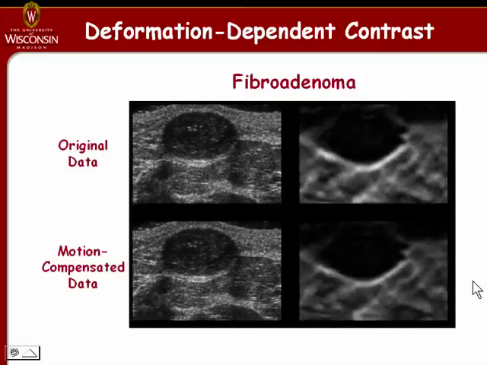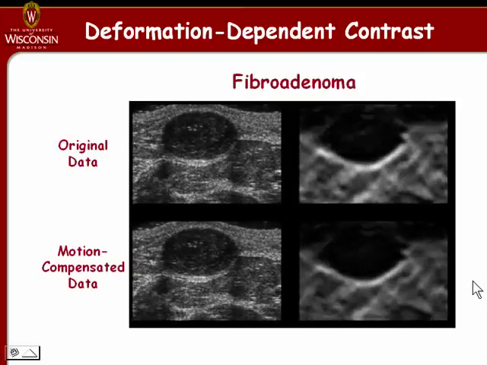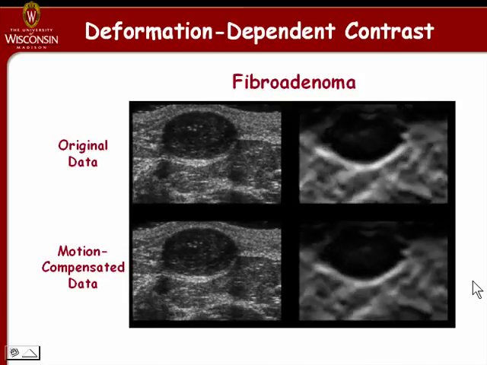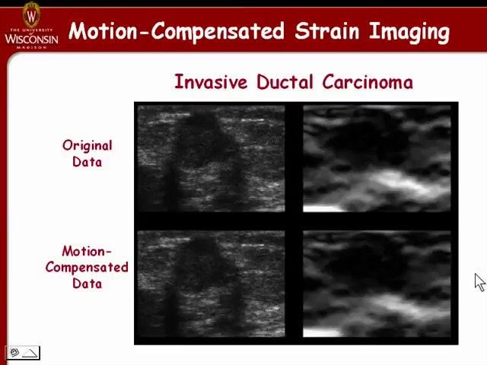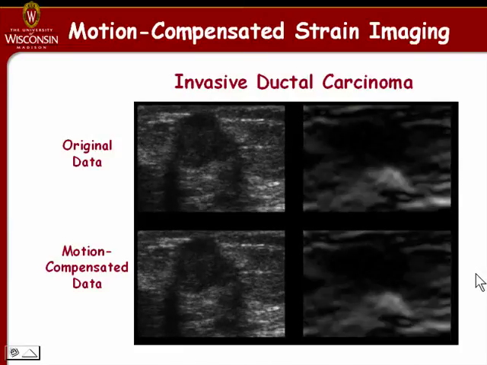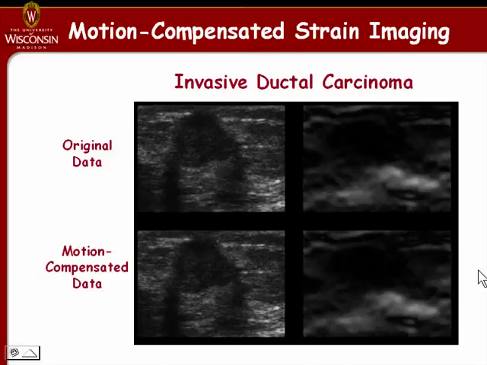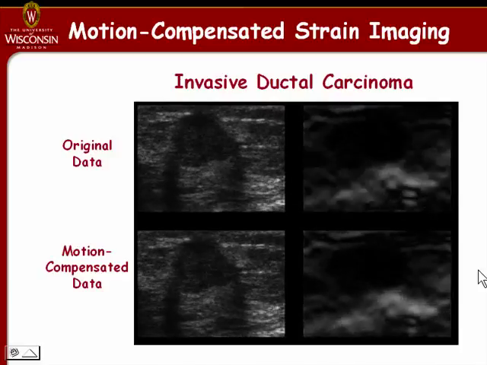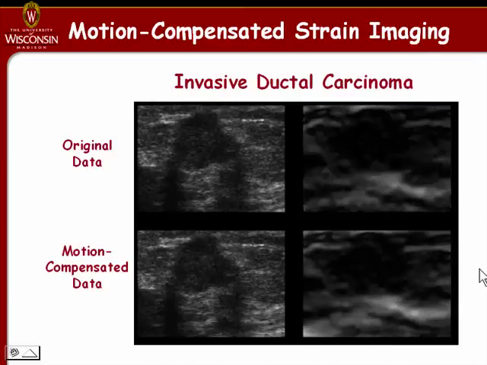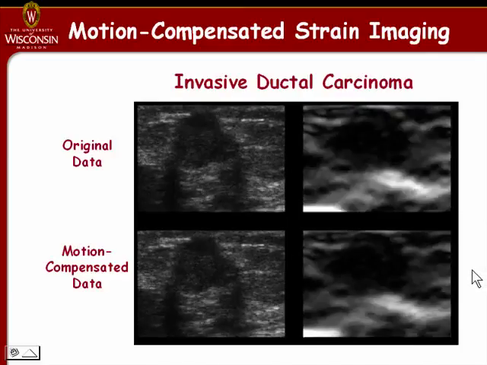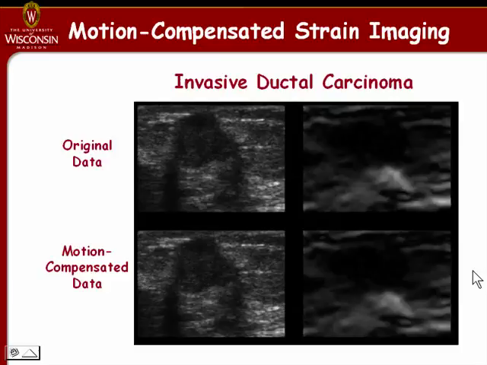So, changing contrast, particularly large-scale changes in contrast, seem to be indicative of fibroadenomas. Invasive ductal carcinomas behave just the opposite, typically. As we press on them, they tend to get stiffer. It's rather difficult to see in these images because the change is more subtle and the background is more noisy, but we've measured it, it does get stiffer.